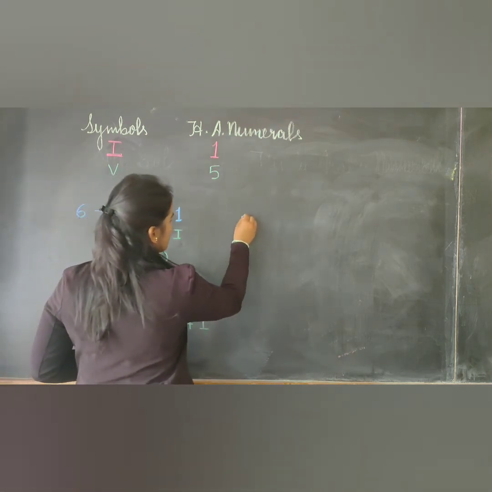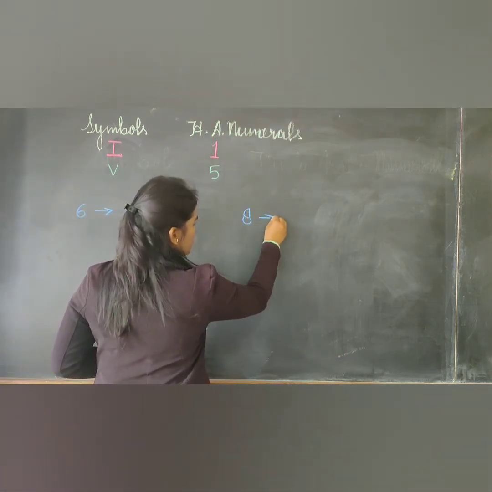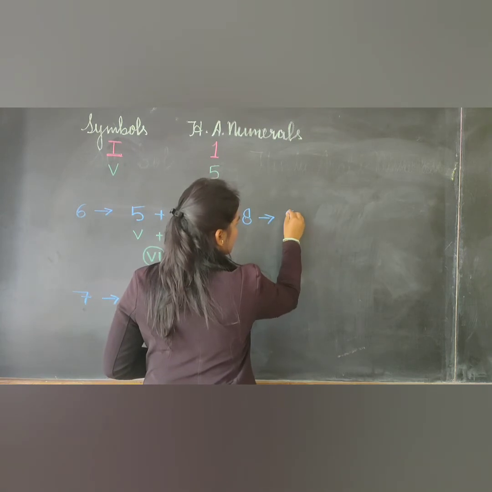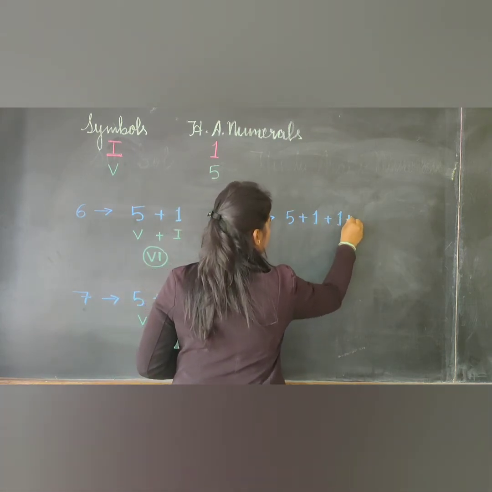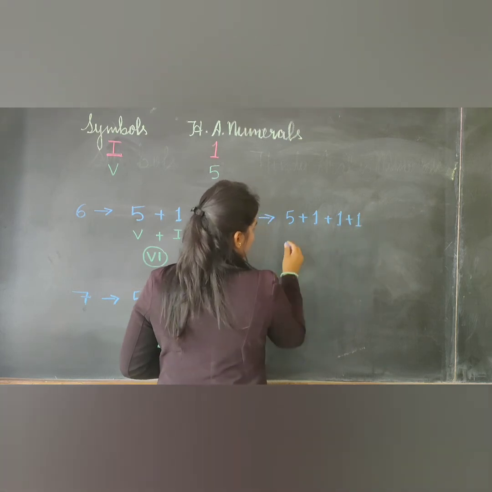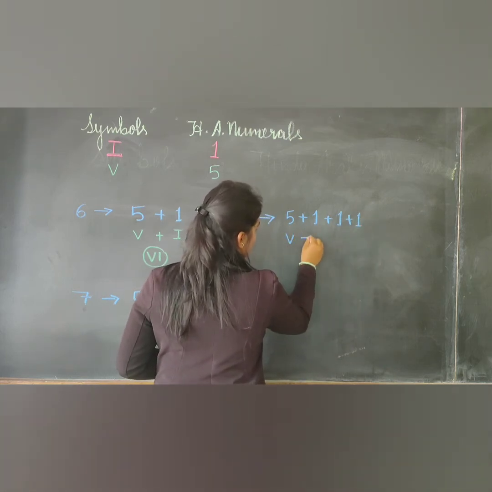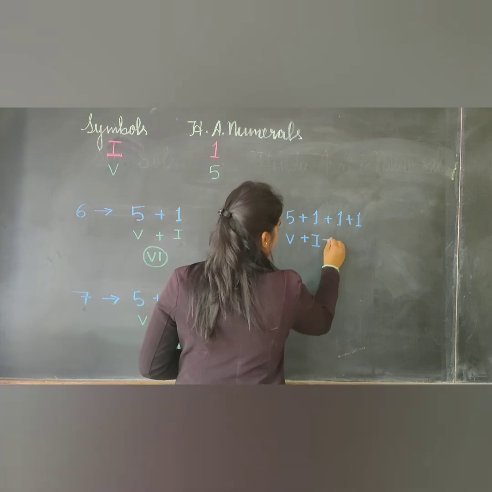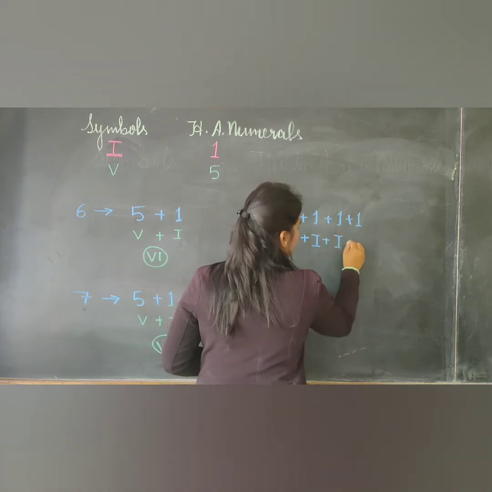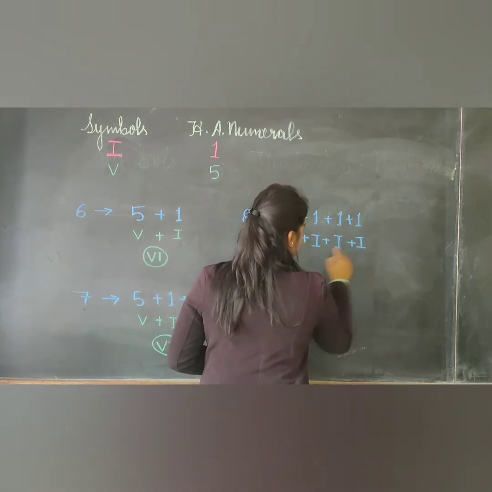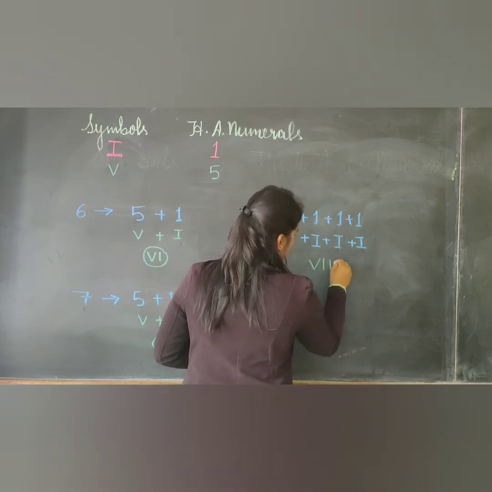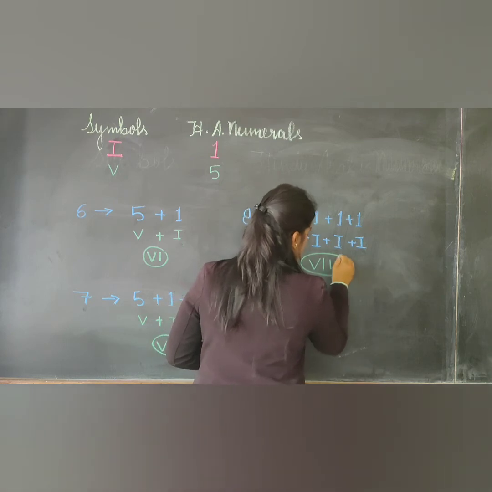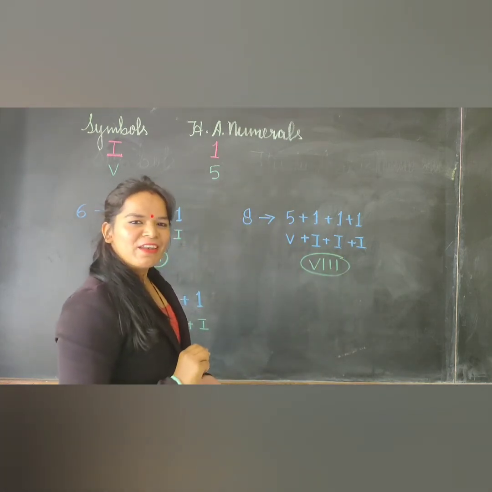Then we have number 8. So 8 can be written like this, 5 plus 1 plus 1 plus 1. So for 5 we use V, then for 1 I, then again I, and then again I. Now write all together. This is VIII, and this is for number 8.